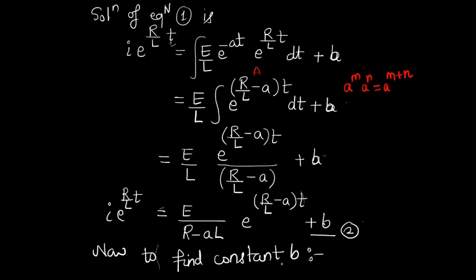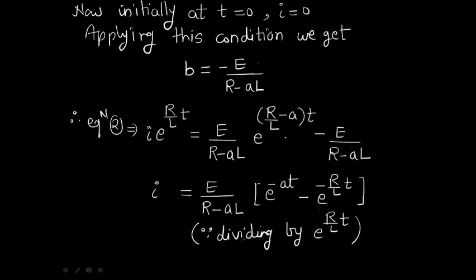Again we wish to find the constant B. How to find this constant B? Apply the condition. We have by default the condition as I equal to 0 when t is 0. So put I equal to 0 here. What you will find? This term is 0, t is 0, so this is 1. What is left? 0 equal to E upon R minus AL into 1 plus B. So you will get B equal to minus of E by R minus AL.